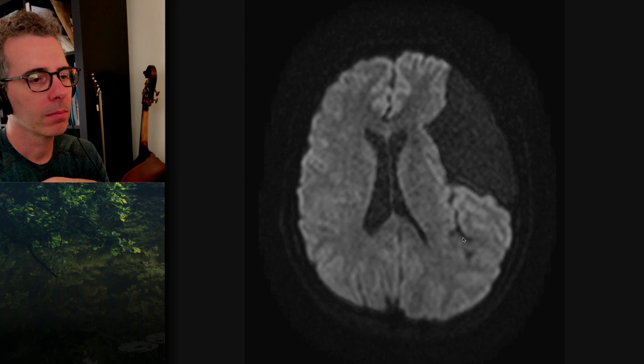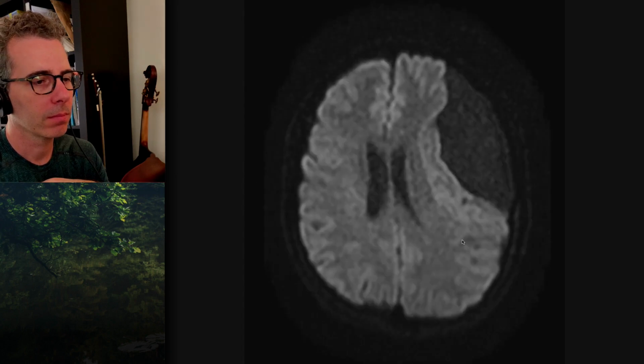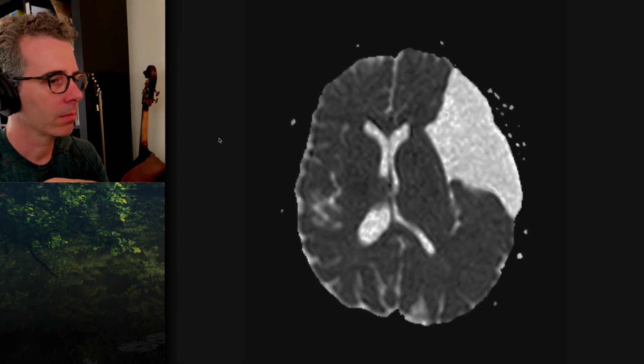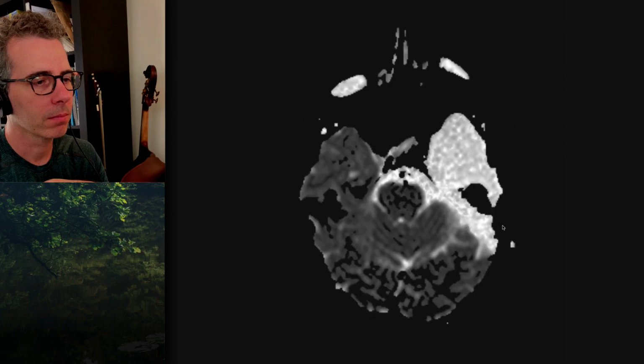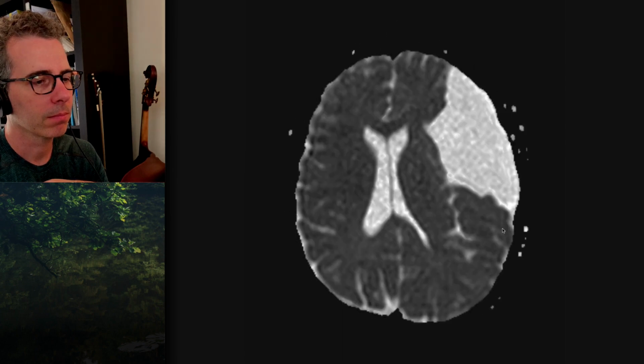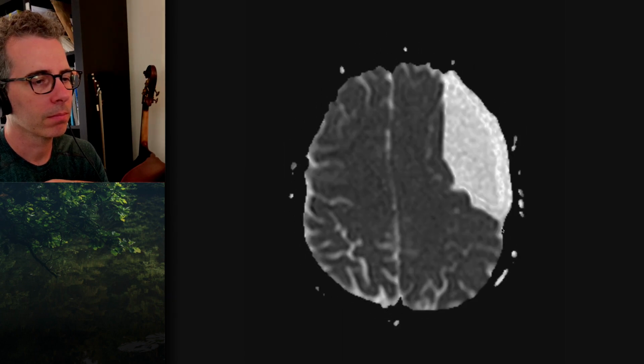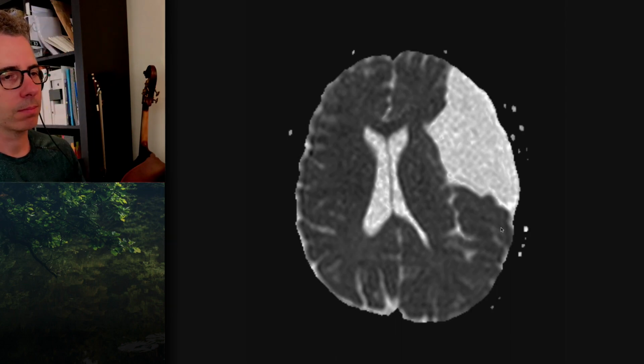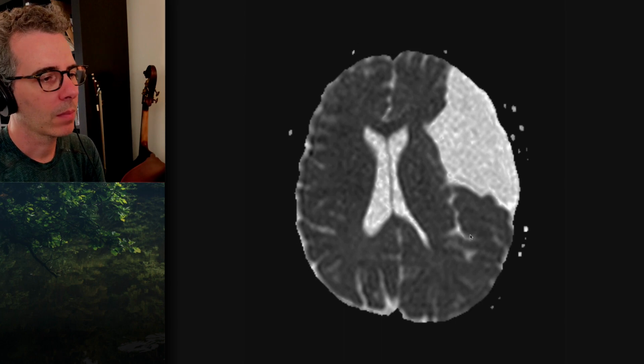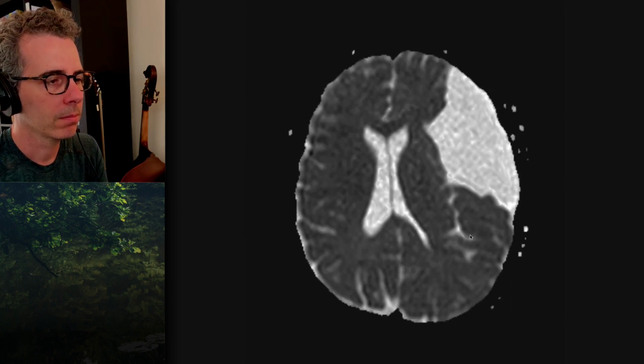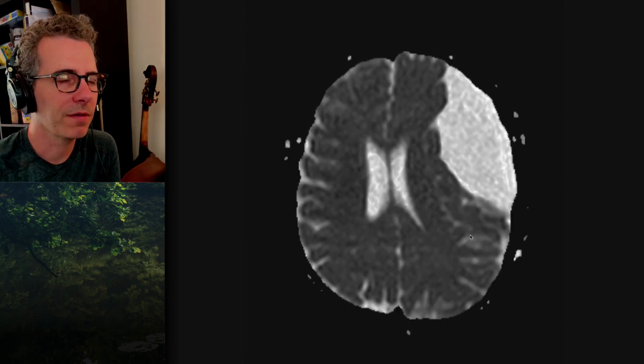On DWI and ADC, there's no abnormal diffusion restriction throughout the lesion. It exerts mass effect on the underlying brain with midline shift and effacement of the lateral ventricles, but there's no hydrocephalus and there's no other extra-axial lesion. What does effacement mean?